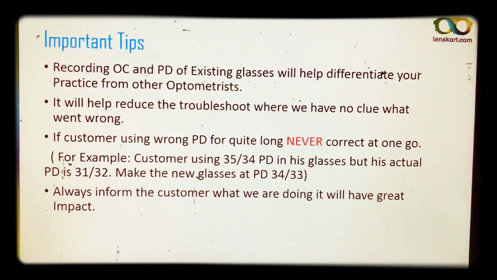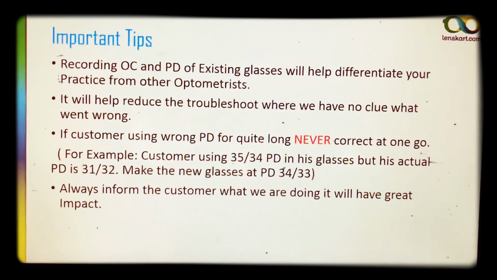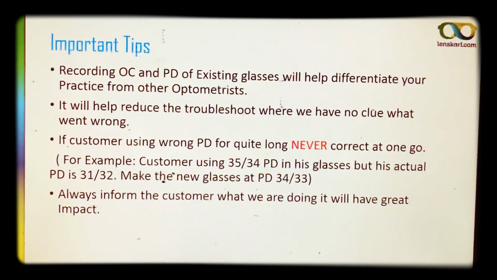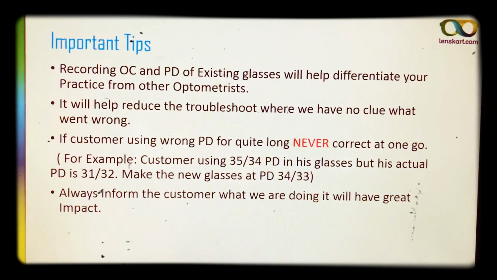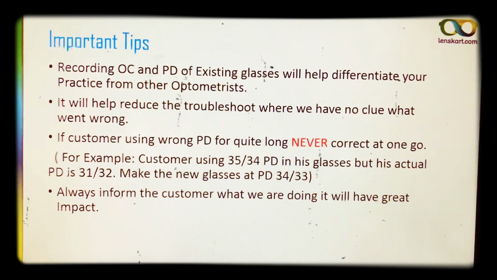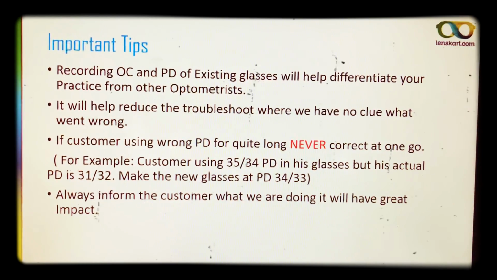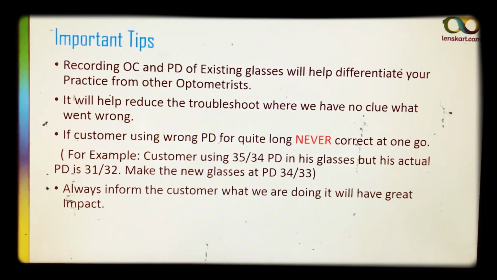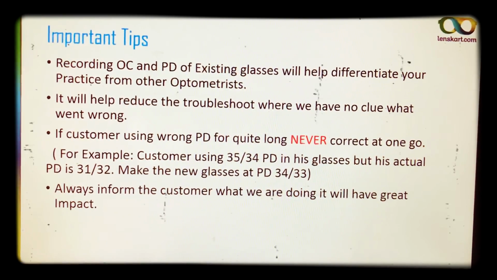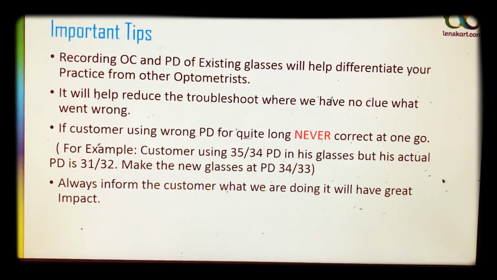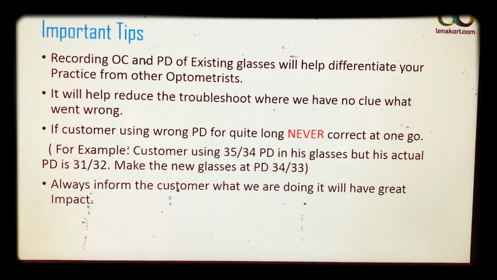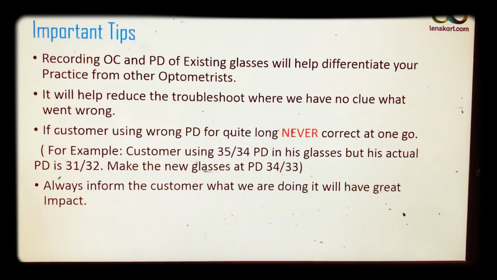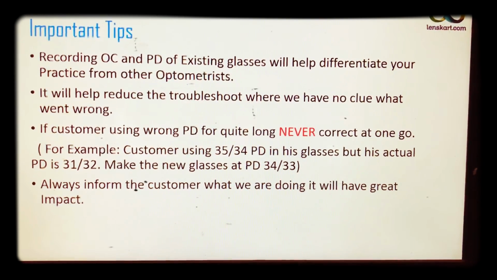Whenever you have a troubleshoot of single vision lenses, go and measure the PD of these single vision lenses, on what PD they are fitted, right? Whether the optical center is matched with the PD of the customer or not. And trust me, when everything is perfect and you have no clue what went wrong, you will find the solution here, right? If the customer has been using the wrong PD for quite a long time, never correct it in one go, right? For example, PD is 35 and 34 and he is using glasses with a wrong PD, so never correct it in one go. Just go for some average PD and correct it the next time, right?